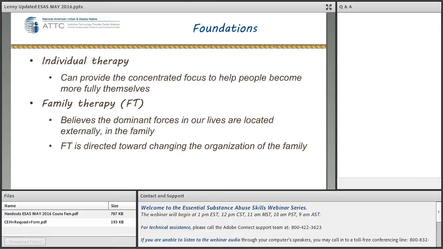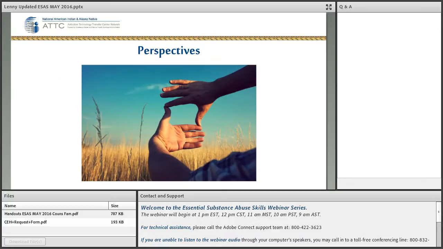Individual therapy can provide a concentrated focus to help people become more fully themselves. Family therapy believes the dominant forces in our lives are located externally in the family. Family therapy is directed toward changing the organization of the family. Rules, roles, and systems are in place. Perspectives.